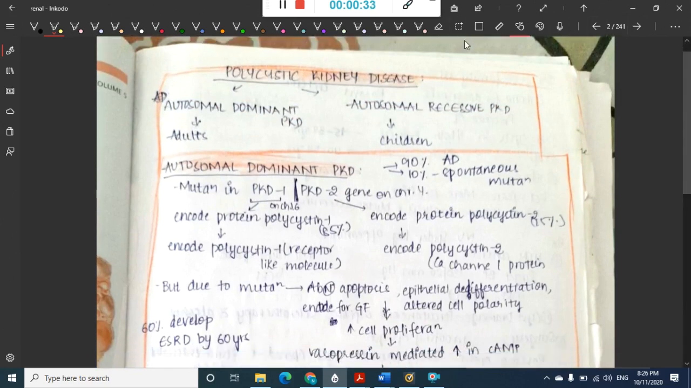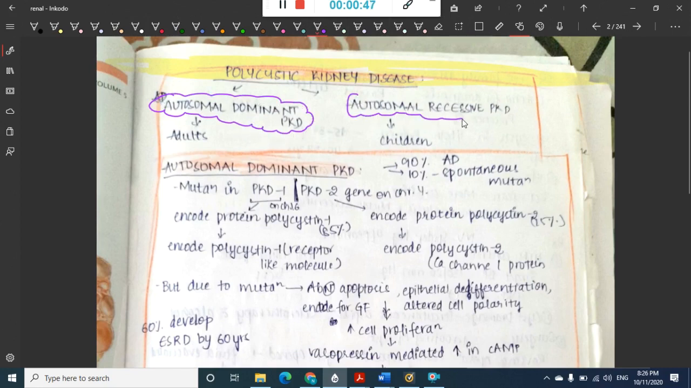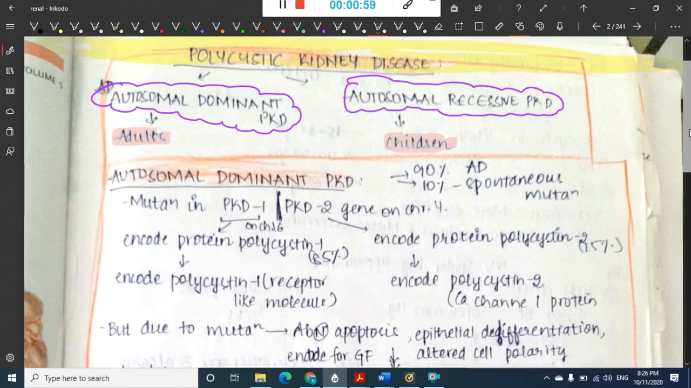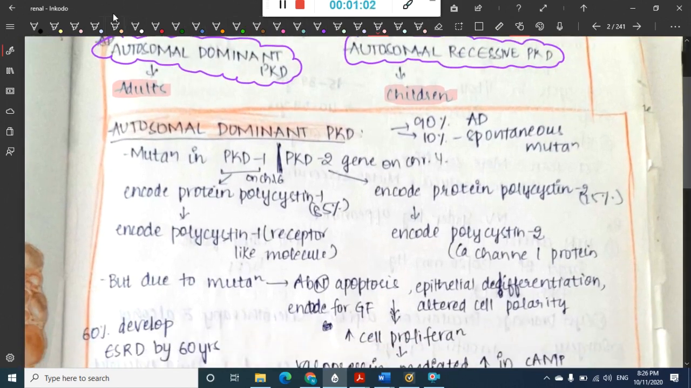So we will learn some points about polycystic kidney disease. It is divided into two types: autosomal dominant polycystic kidney disease and autosomal recessive polycystic kidney disease. Autosomal dominant polycystic kidney disease is most commonly seen in adults, whereas autosomal recessive polycystic kidney disease is most commonly seen in children. So first we will learn about the autosomal dominant polycystic kidney disease.